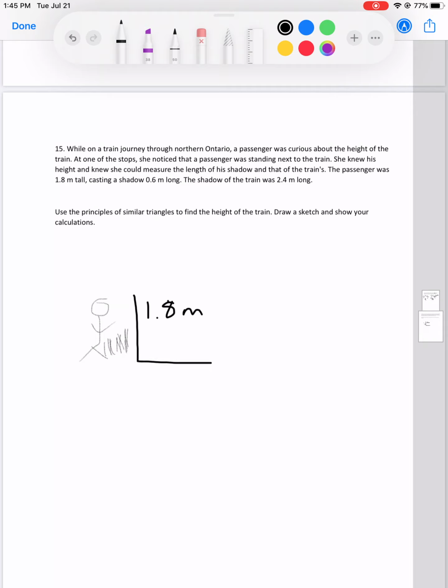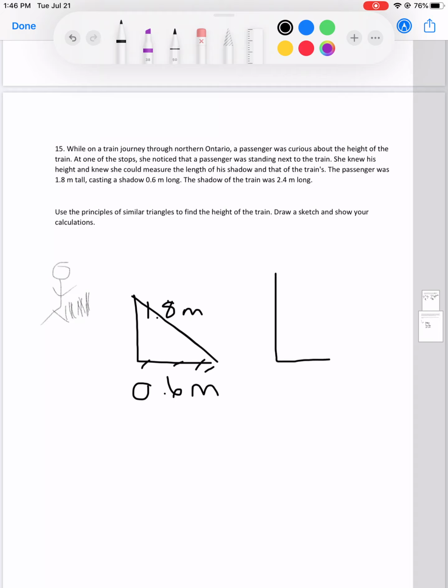He has a shadow that is 0.6 meters long. Okay, we're assuming it's going to be a right angle. Well, we don't actually need it to be exactly a right angle triangle. But this would be his shadow. And this is him, right? I guess it would make more sense if it goes like this. Okay, hopefully you can see that. The shadow of the train was 2.4 meters long. So again, we're going to draw another triangle. But in this case, this is the shadow of the train.